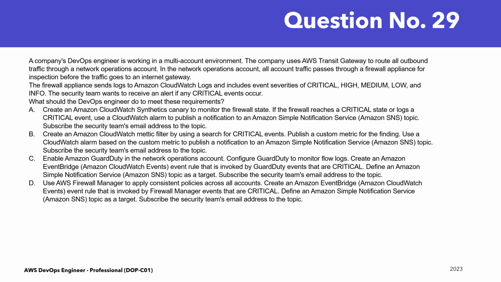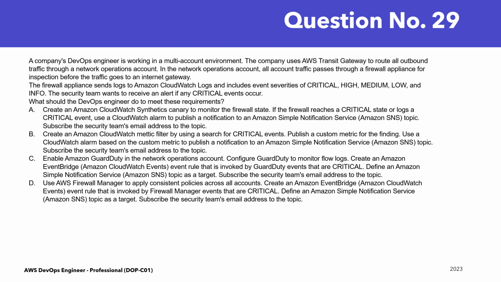What should the DevOps engineer do to meet these requirements? A. Create an Amazon CloudWatch Synthetics canary to monitor the firewall state. If the firewall reaches a critical state or logs a critical event, use a CloudWatch alarm to publish a notification to an Amazon Simple Notification Service, Amazon SNS, topic. Subscribe the security team's email address to the topic.